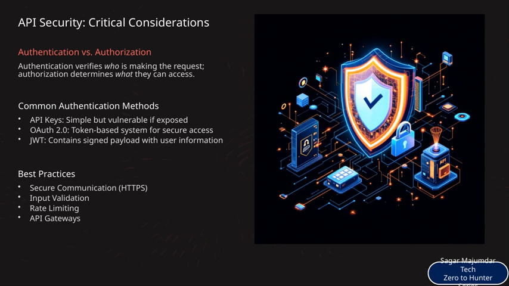It encrypts data in transit and protects against eavesdropping. Input validation is crucial to prevent malicious data from causing harm or exploiting vulnerabilities. Rate limiting helps prevent abuse by controlling how many requests a client can make in a given time frame. And API gateways serve as a centralized point to enforce security policies, manage traffic, and monitor API usage. All these measures are vital pieces of the puzzle in building secure, reliable APIs.